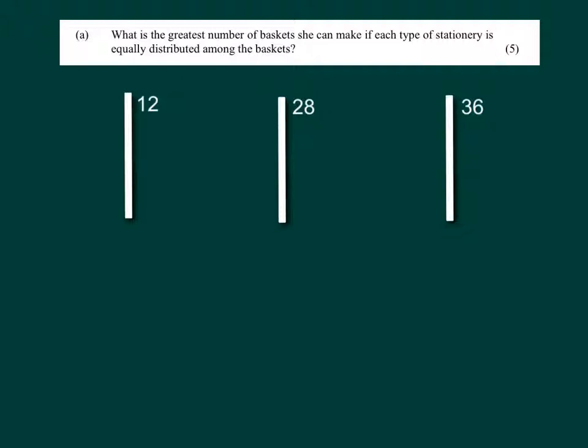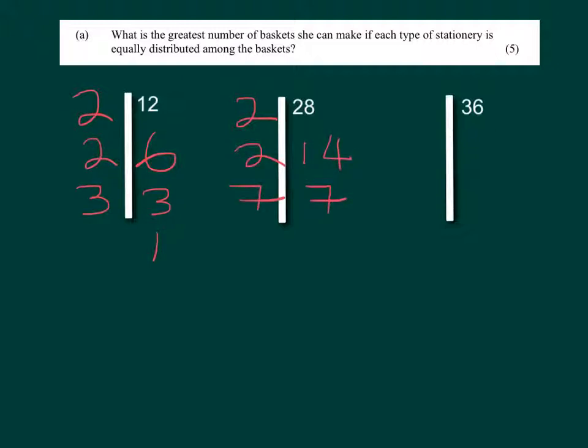Let's start with 12. 2 goes into 12 6 times. 2 into 6, 3 times. 3 into 3, once. 2 goes into 28 14 times. 2 goes into 14 7 times. And 7 into 7, once. 2 goes into 36 18 times. 2 into 18, 9. 3 into 9, 3. And 3 into itself, once.